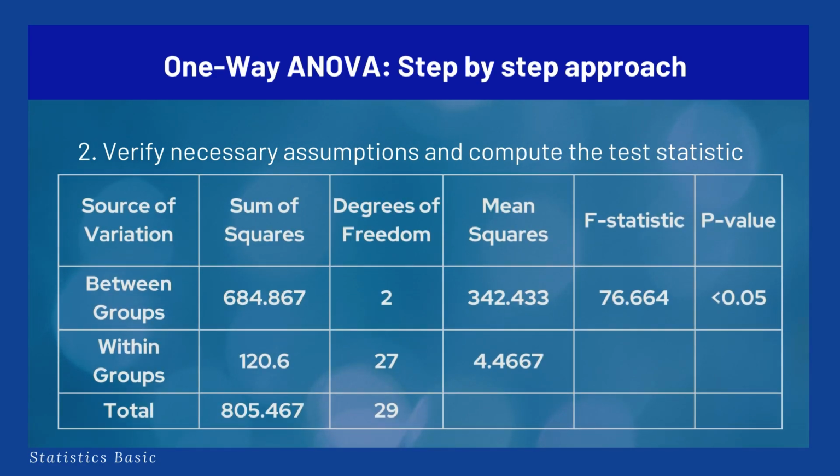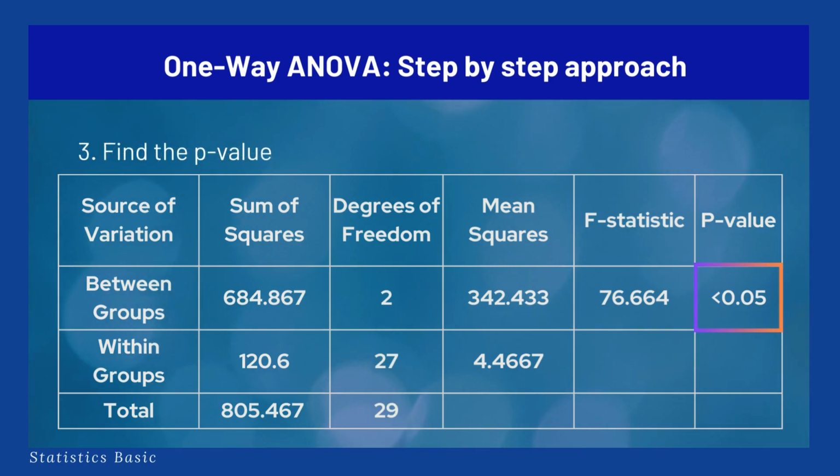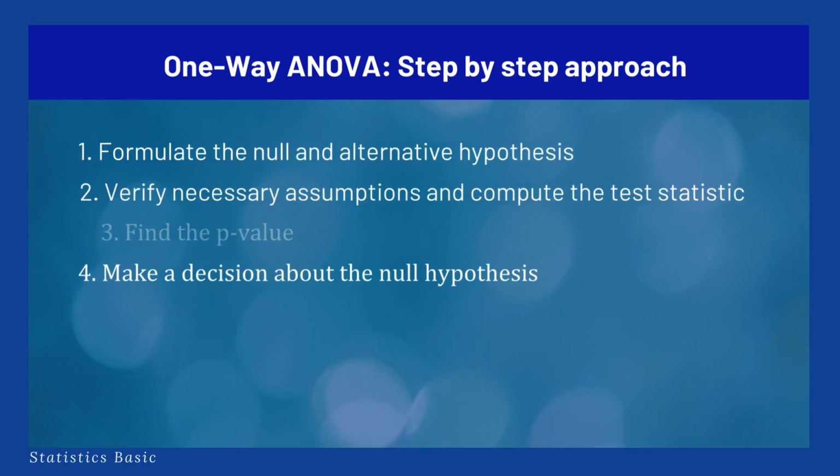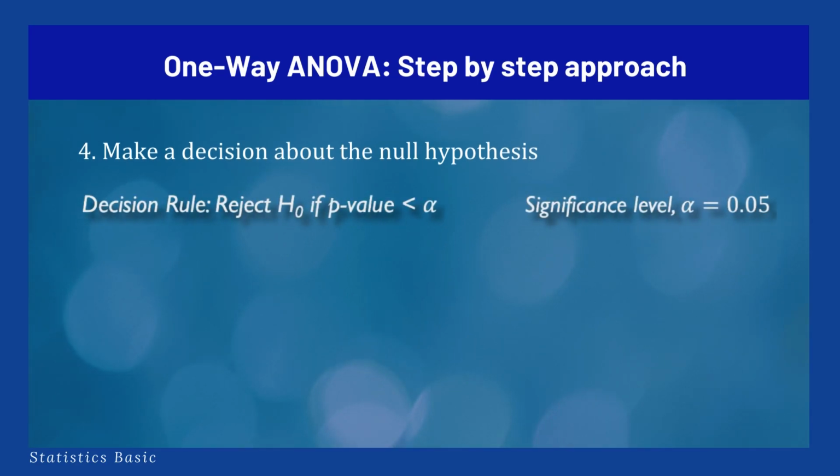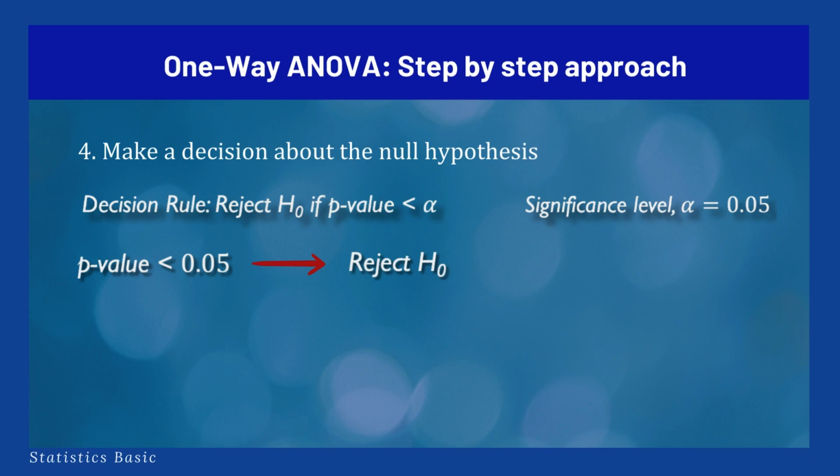Now, considering all the assumptions are satisfied, we will use the F statistic and the corresponding p-value from the ANOVA table, created in part 1 of this series. The F statistic is 76.664. And the p-value is less than 0.05. In the fourth step, the p-value approach is used to make a decision about the null hypothesis. In this case, the p-value is less than the predefined significance level of 0.05, which means we can reject the null hypothesis at a 5% significance level.